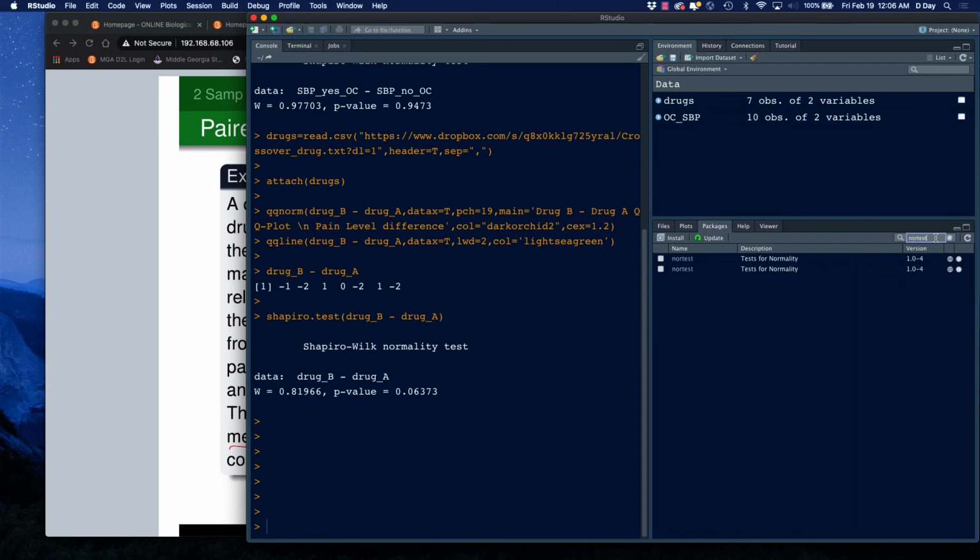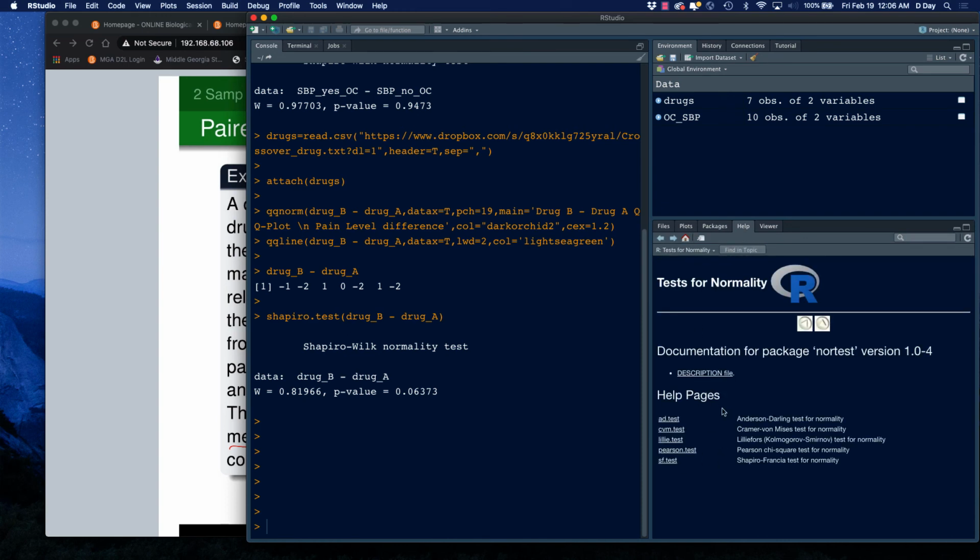It's only got normality tests in it, and unfortunately, apparently, I loaded it twice. But if you look down here in the help menu, once you click on nortest, it's got the Anderson-Darling test for normality, the Cramer-von Mises test for normality, a version of the Kolmogorov-Smirnov test for normality, the Pearson chi-square test for normality, and then the Shapiro-Francia test for normality. This last one is very similar to the one we just ran. As a matter of fact, let's just run it real quick for the heck of it, see what happens.